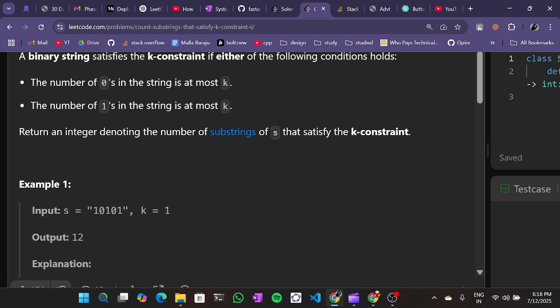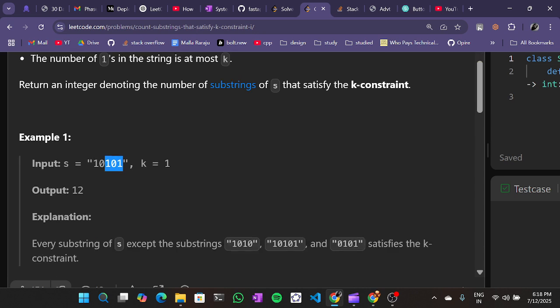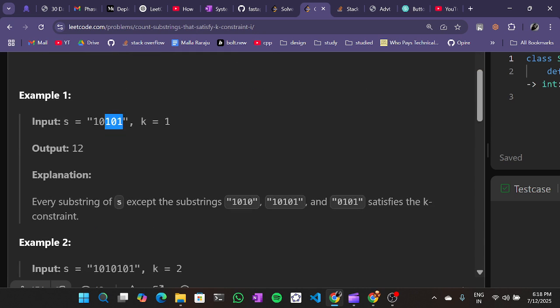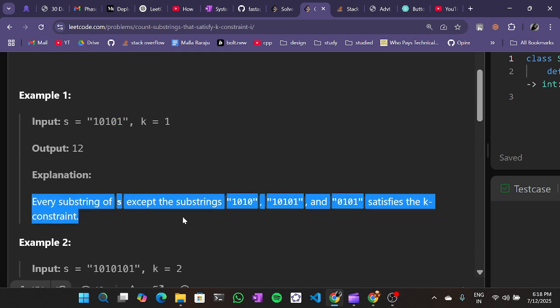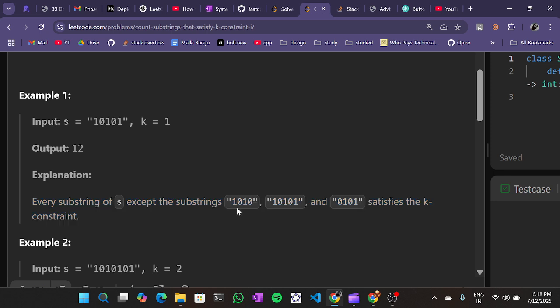So it will be 1, 2, 3, 4, 5, 6, 7. Then where are the remaining 5? Let's check. Every substring of s except the substrings 1010, 10101 and 0101 satisfies the k-constraint.